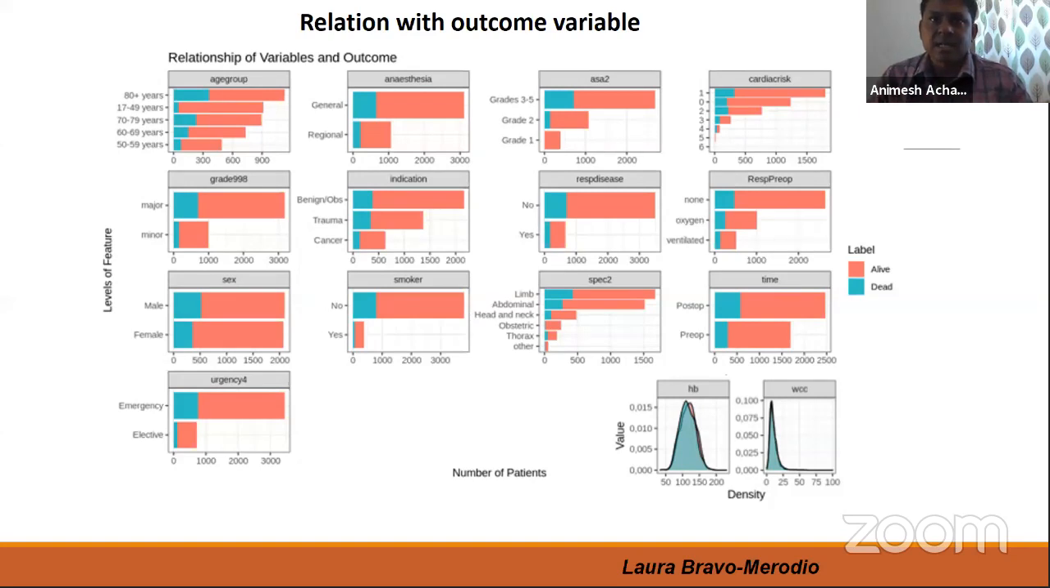You can see anesthesia, general and regional anesthesia. If you look at the general anesthetic, the people are dying if they already have this one. So we have identified a couple of other important parameters from this data set.